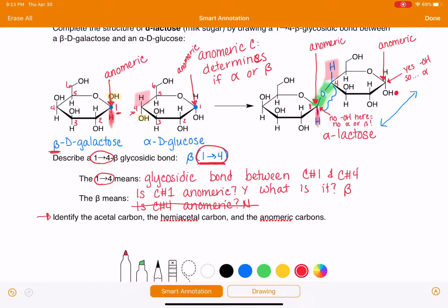And then what about acetal versus hemiacetal? So the connection that we formed between the two monosaccharides is an acetal connection. So that's an acetal carbon right there. There's a lot of words on this worksheet. And this guy over here is a hemiacetal. Now, if you're feeling pretty overwhelmed, don't worry, you've got one more example.